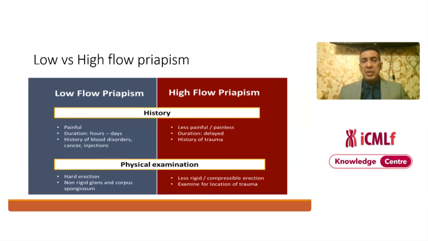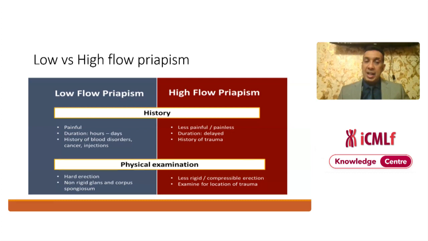How can we differentiate further between the two types from the history and physical exam? The low flow priapism is usually very painful, while the high flow priapism is less painful, or it can be painless. The duration of low flow priapism is hours to days versus delayed onset in the high flow priapism. A history of blood disorders, cancer, or injection is characteristic for low flow priapism, whereas high flow commonly happens with a history of trauma.